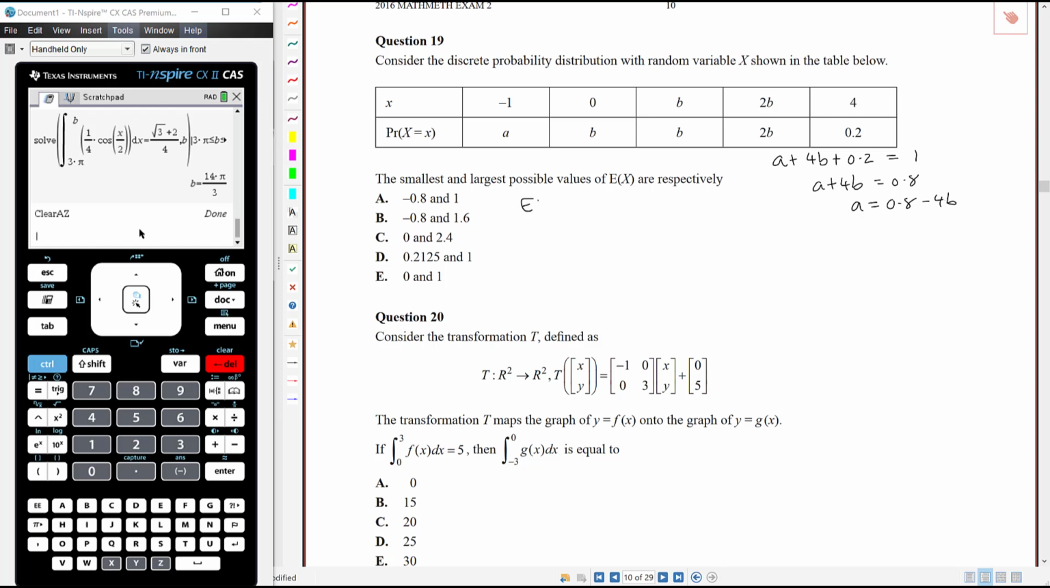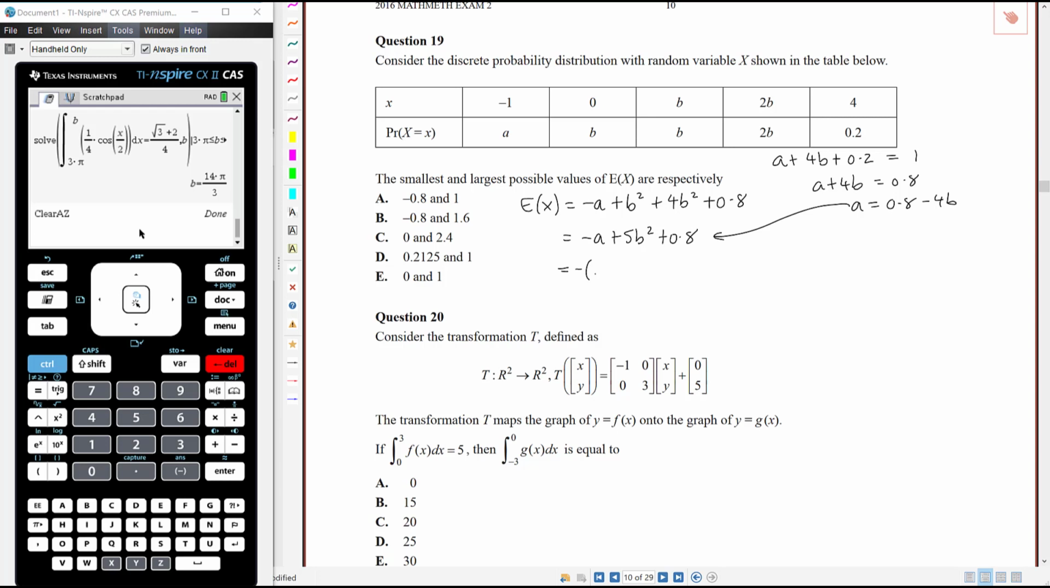Expected value of x is going to be, remember, the x value times its probability. So -1 times A, that's -A, plus 0 times B, that's 0, we won't worry about that, plus B times B, that's B squared, plus 2B times 2B, that's 4B squared, and plus 4 times 0.2, that's 0.8. Okay, so that means the expected value of x is going to be -A plus 5b squared plus 0.8. Now I'm going to put my A in here, so we've only got expected value in terms of b, just the one variable.